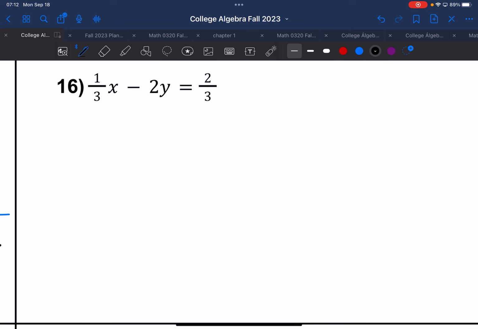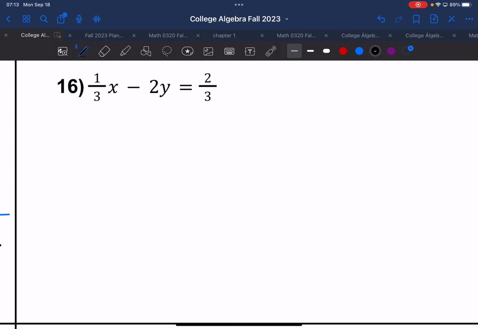Okay, 16, is this in slope-intercept form or standard form? Standard form, because I have my x and y on the same side. Okay. Before I turn this into slope-intercept form, I like to get rid of the fractions. Okay, how do we get rid of fractions?